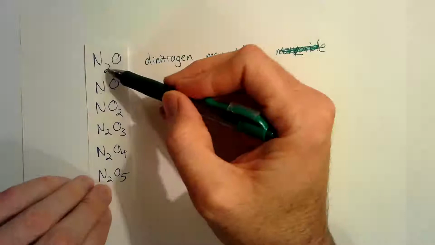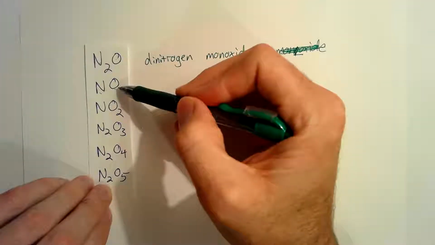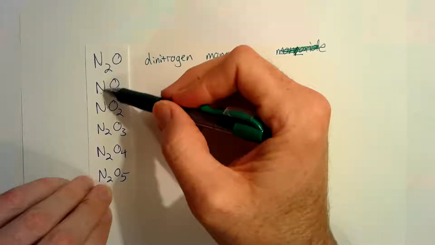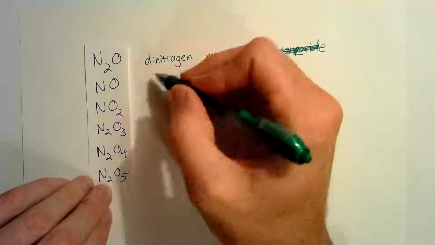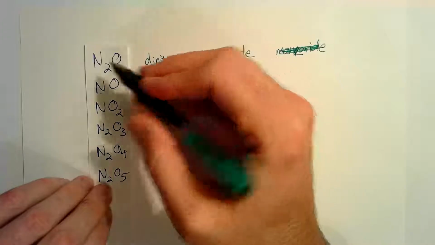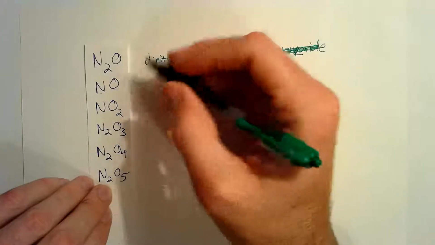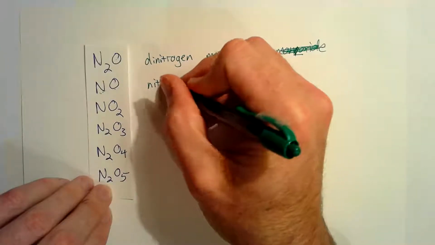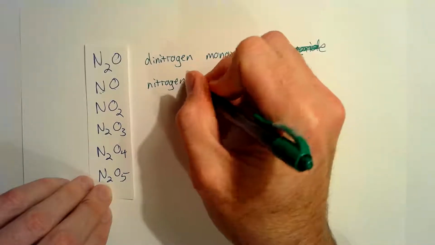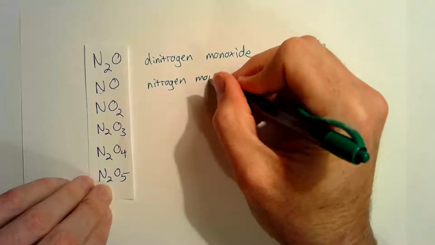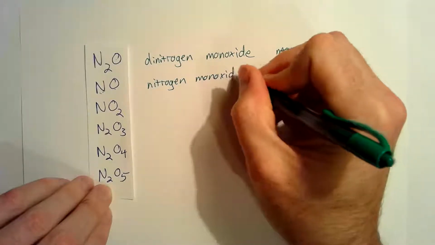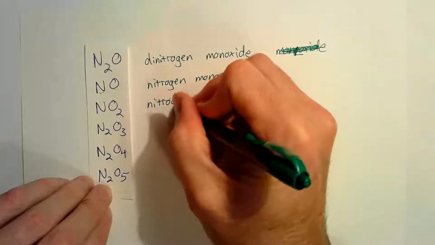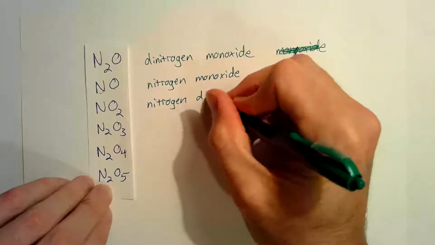Now in this one we have 1 nitrogen and 1 oxygen. Now that we don't have 2 nitrogens in front, we can now drop this prefix. You can drop the prefix if it's the first one. So this one will be nitrogen monoxide. This will be nitrogen dioxide.